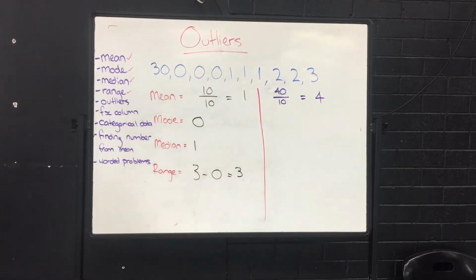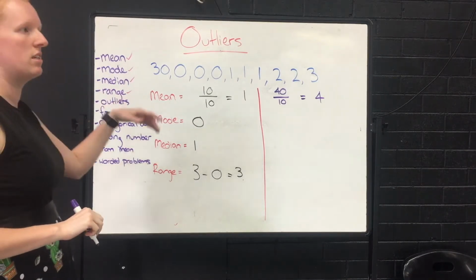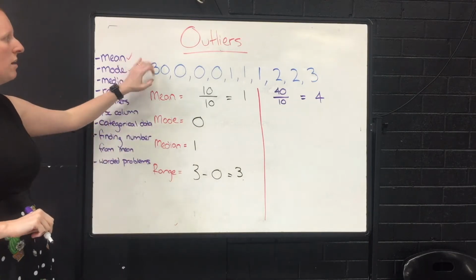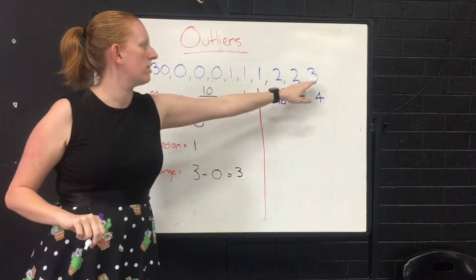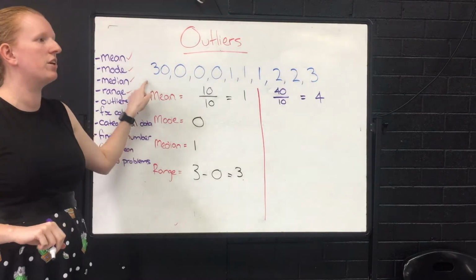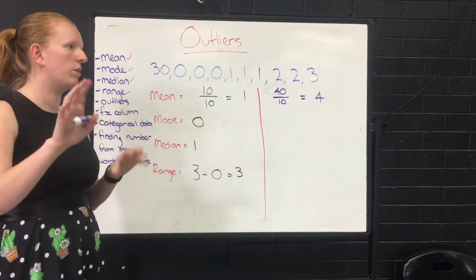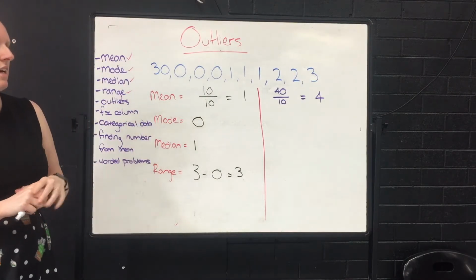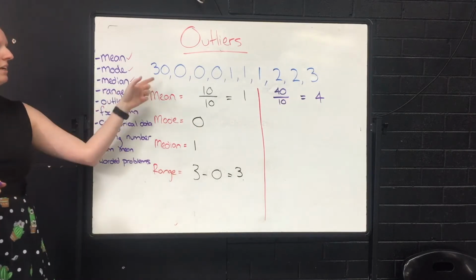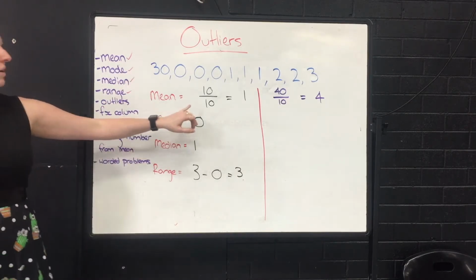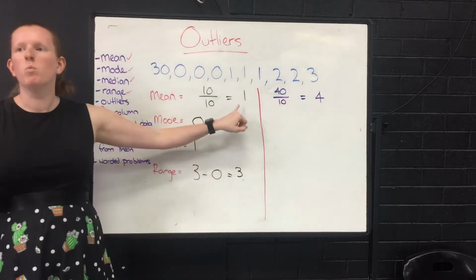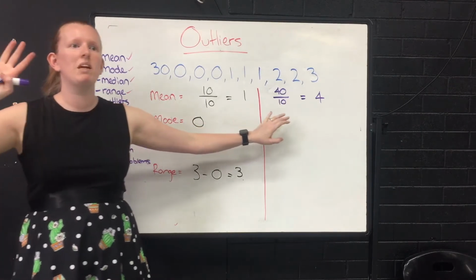Onto our mean. What has changed? What is the outlier? A score that doesn't fit. It's like a really weird number. All of these are 3 or less, but suddenly we've got a 30. It doesn't fit with the rest of the data. It's like an outcast. It's a weird answer. So my mean went from being 1 to suddenly being 4.